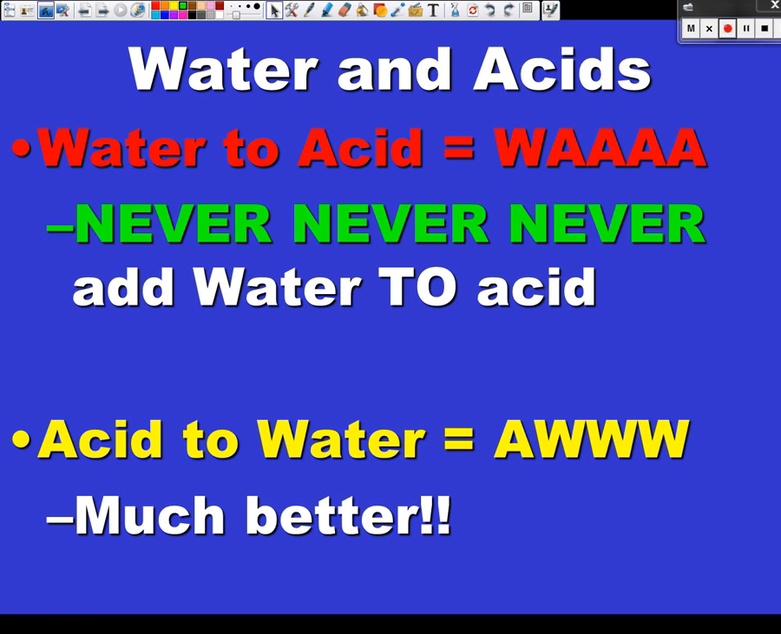Okay? So, water to acid is wah or wah. Never, ever, ever add water to acid. And this is a ridiculous memory trick that I get you guys to know. I'm going to make it even stupider than this.